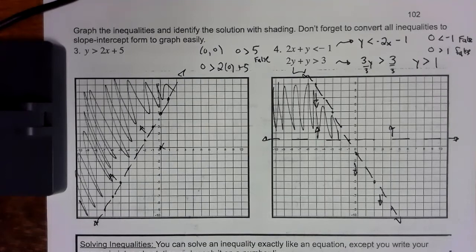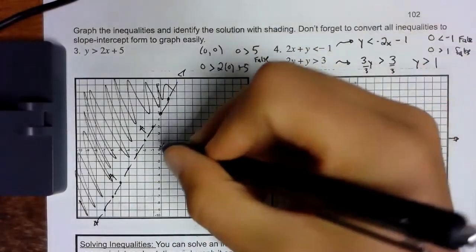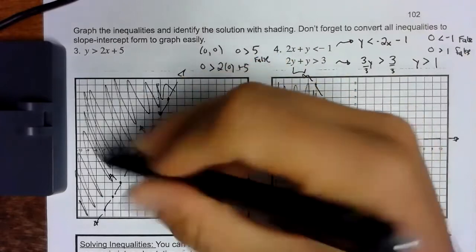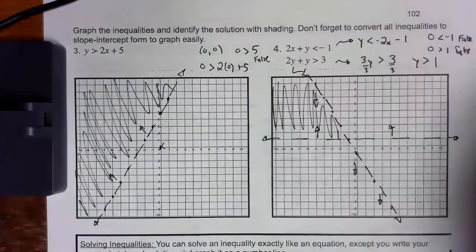Number 3, pretty straightforward, nothing weird that happens. After you test 0, 0, you get that it's false. And so we want to shade away from 0, 0, which is actually above the line. Right, so 0, 0 didn't work, so shading away is just the opposite side, and it should be above that line. Now, when we get to number 4, there's a couple things that are a little off.